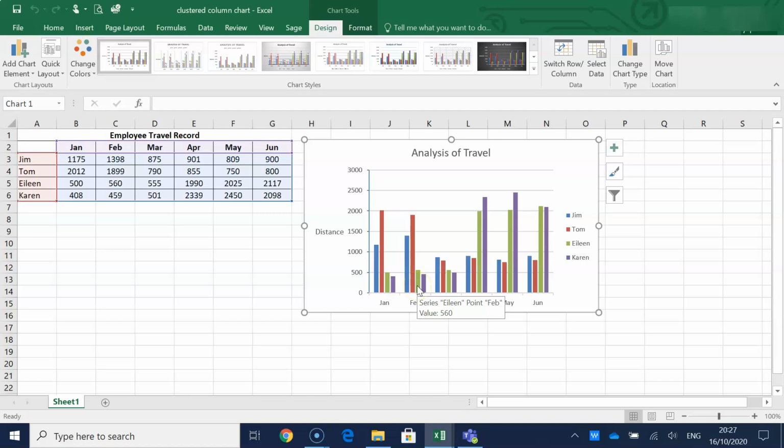With a multiple series column chart, we can make comparisons between distances travelled by employees in a given month, as well as seeing the trend of each employee's travel over the 6-month period. So if I concentrate on a month, I can see Tom had the most travel in that month. But if I look at, for example, all the blue ones, I can see Jim's travel over 6 months.